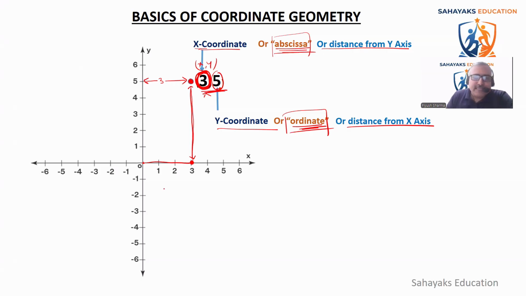Now, if I say a point, this, what is this point? I am moving 1 towards x, a positive direction, so it will be 1. Then I'm moving in a negative direction towards y to reach this point, so it will be -2. So first we denote x and then we denote y.